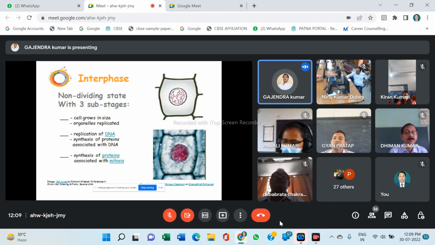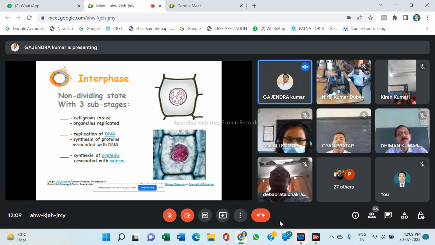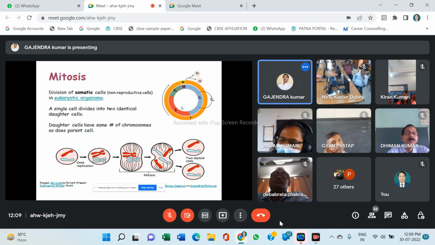As we have told that the interphase was previously known as the resting phase, but it's not like that. Cell grows in size, organelles are replicated, replication of DNA takes place, synthesis of protein associated with DNA, synthesis of protein associated with mitosis, they are being formed. All these things happen within the interphase.